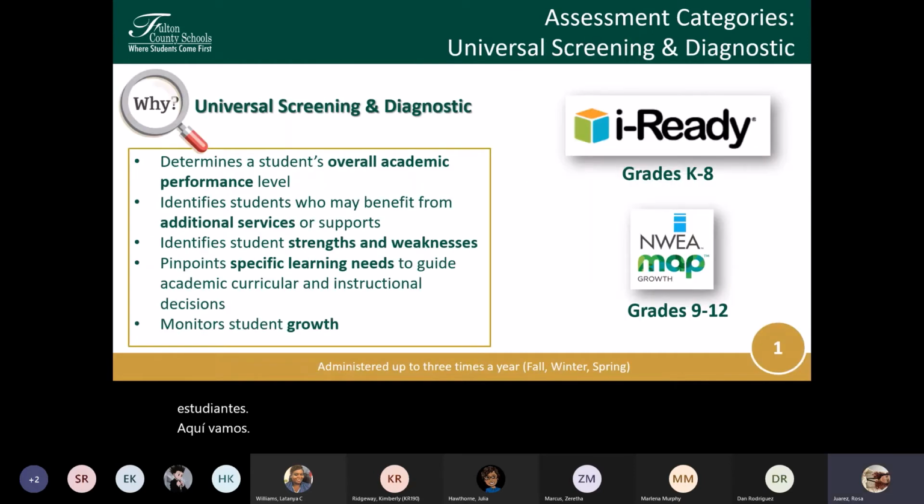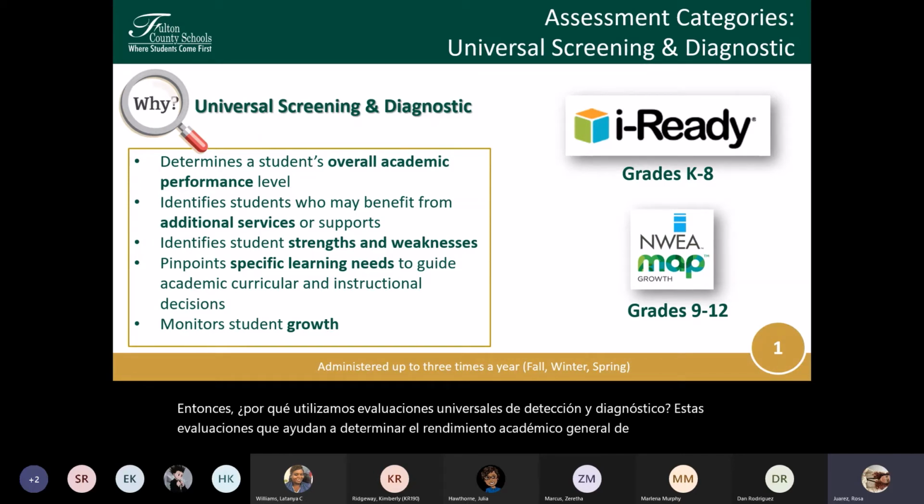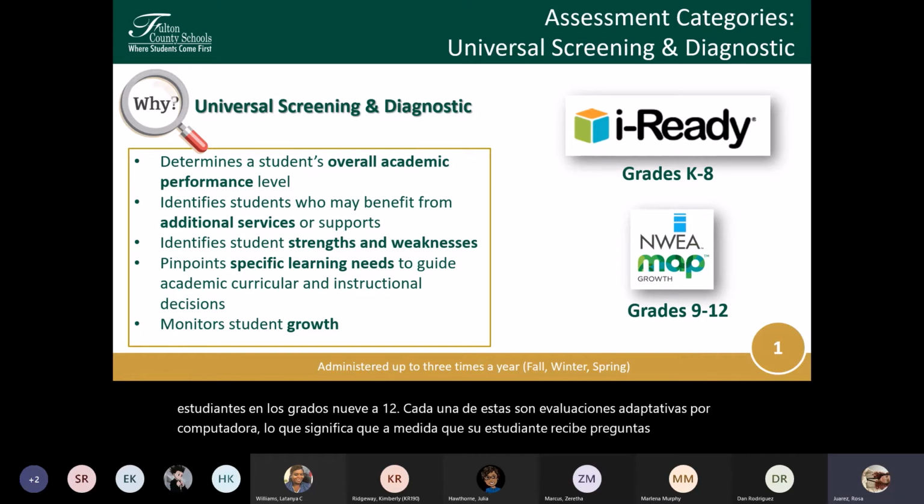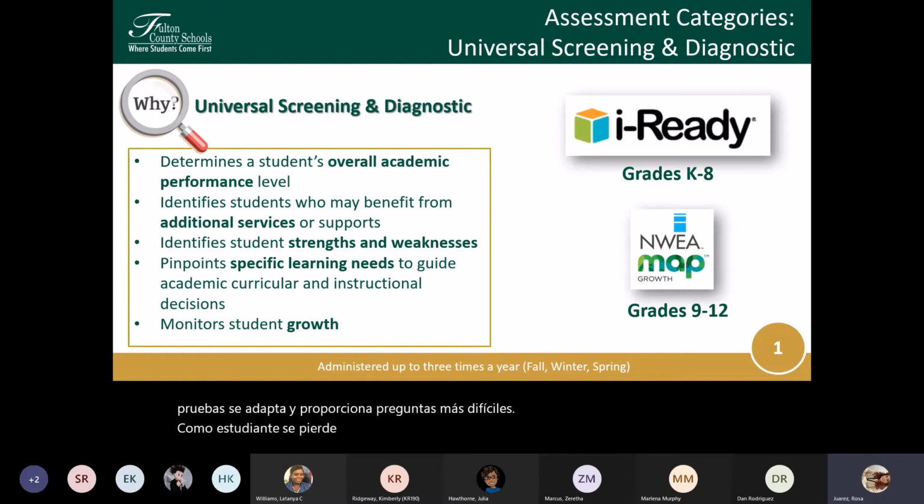So why is it that we use universal screening and diagnostic assessments? These are assessments that help determine a student's overall academic performance level. New in the 2021 to 2022 school year, we use MAP for students in grades 9 through 12. Each of these are computer adaptive assessments, meaning that as your student gets questions right, the test adapts and provides harder questions. As the student misses a question, the test adapts to provide easier questions.